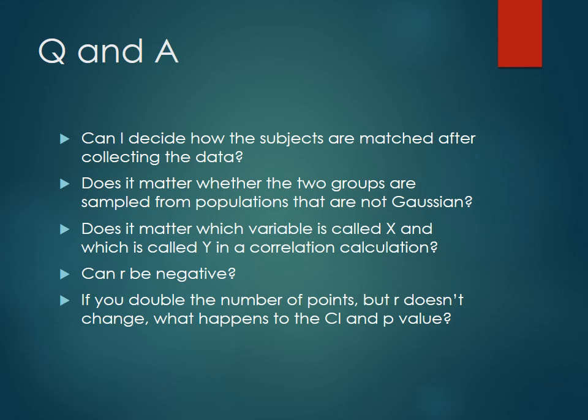Can R value be negative? Yep, absolutely, right? We said if things are inversely proportional, you can see it have a negative value. How about R squared? Can that be negative? No, right, because that's just a square value, so it's always going to be positive, between 0 and 1.